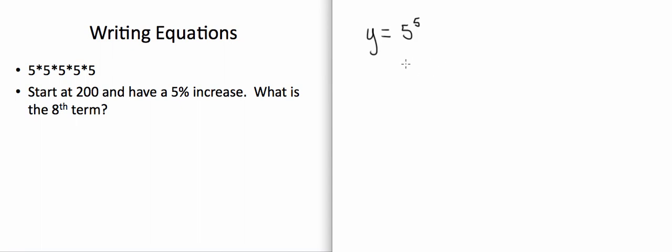And then this is kind of what we had in section 6.1. We're going to start at 200, so y equals 200. If we have a 5% increase, remember that is 1.05, which becomes our constant multiplier. The 8th term, we would write that as an exponent, 8 up top. You may be asked to write those out as far as answers go, or otherwise you may be asked just to write it out as an equation.